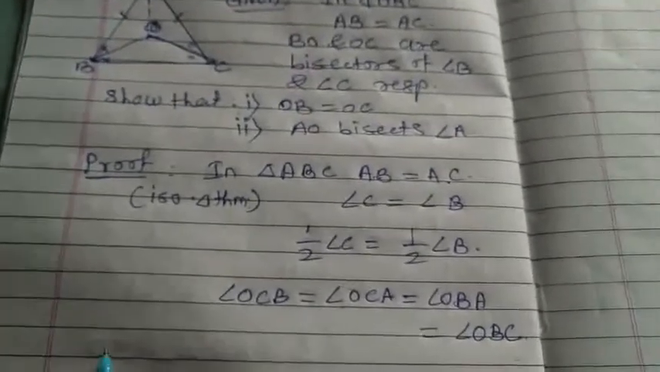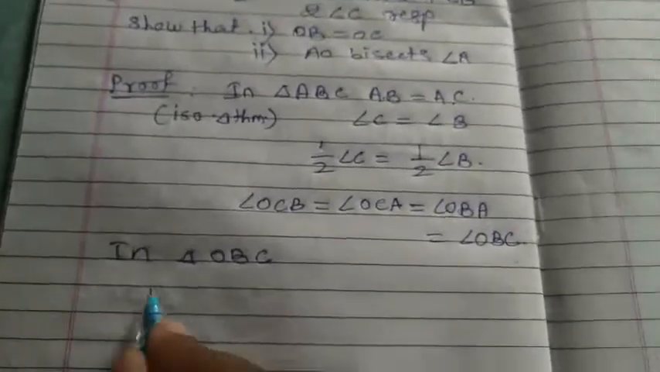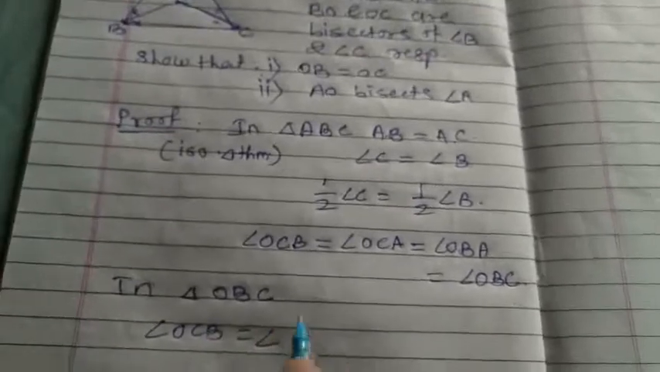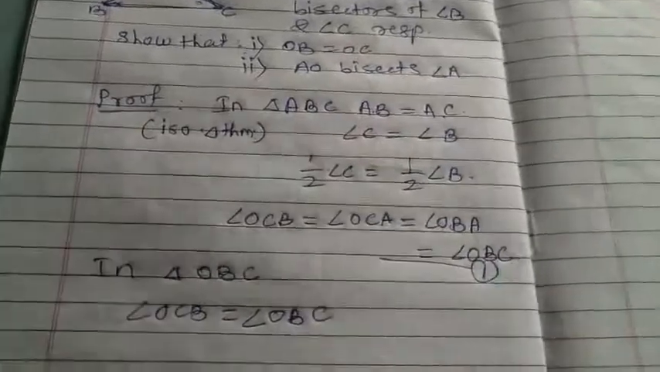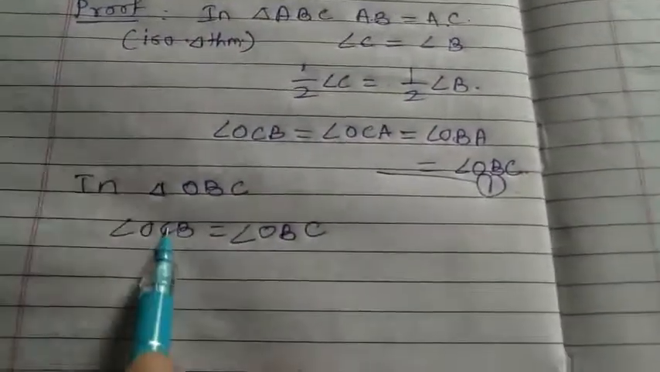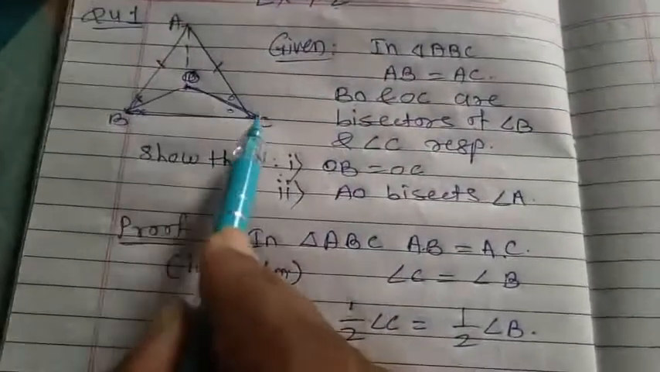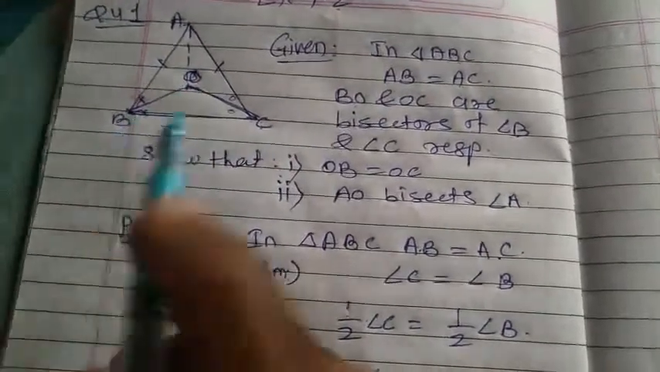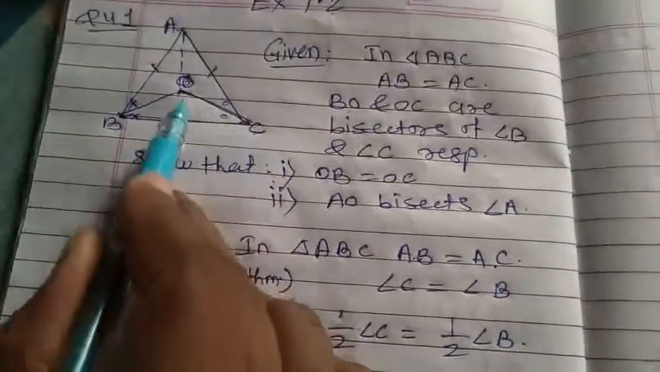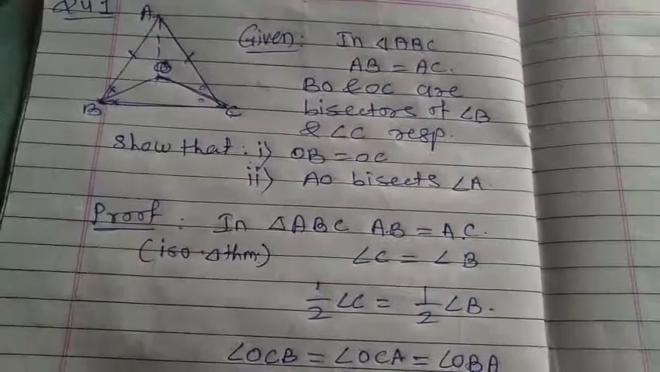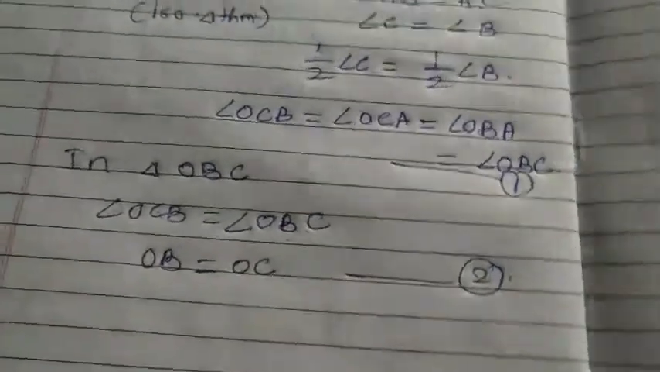Now in triangle OBC, see angle OCB is equal to angle OBC. From this equation first, these two angles are equal, and if two angles are equal, then their opposite sides are equal. The opposite side of angle OCB is OB, which is equal to the opposite side of angle OBC. The opposite side of angle OBC is OC. These two sides are equal. OB is equal to OC. Give it equation number second.